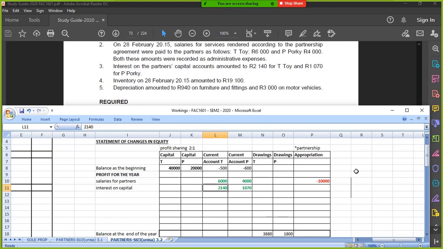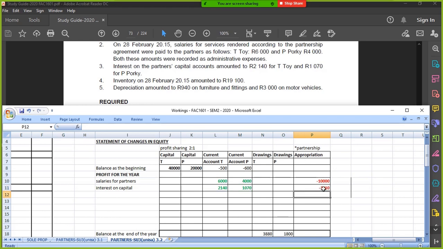All right, who's going to, in inverted commas, pay for this? The partnership. So the partnership will have the total, minus the two amounts. Add them together. I've used Excel to add up.